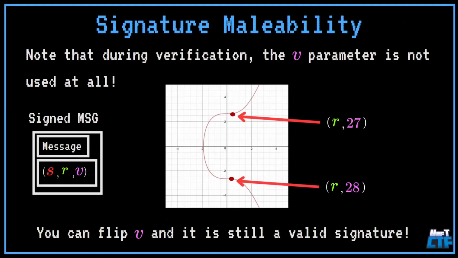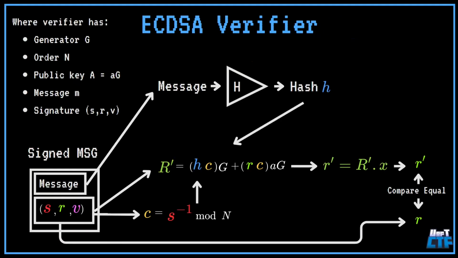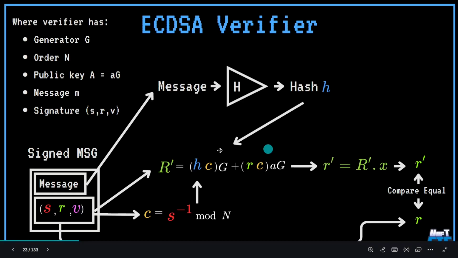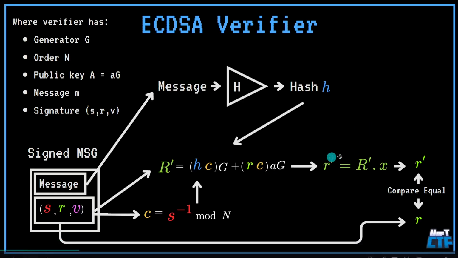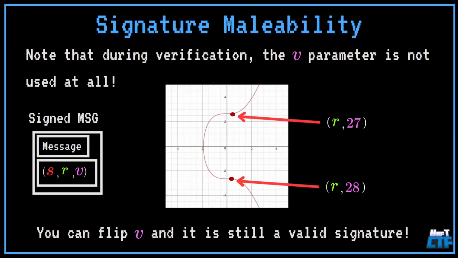You can have S, R, and then V, and you can have V as the other one. So V can be two values, 27 and 28. You can have it be either one of them. And the reason why is because the verification doesn't use V at all. It only cares about the X value of that point. So you can have two signatures that are verified the same way, but they have different values. That could be bad because if you're using a signature as single use, if you have two signatures, then you could probably redeem the same transaction two times, which could cause some problems.